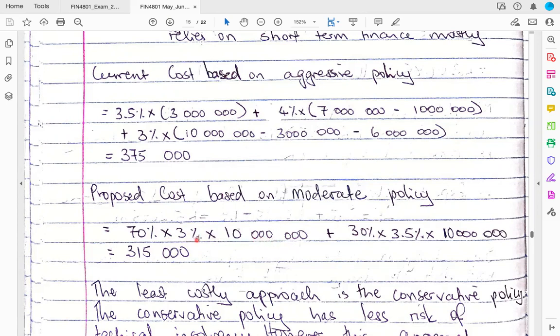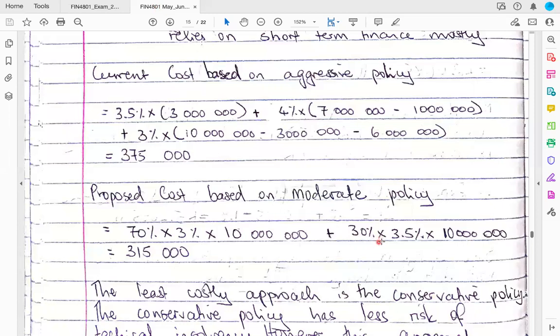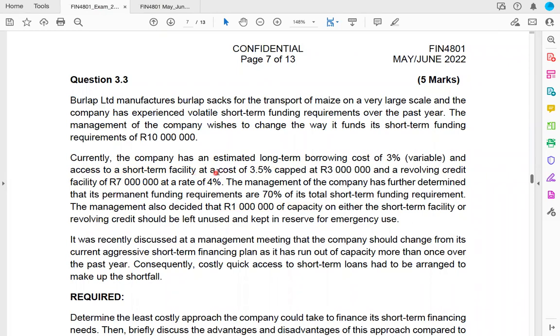And then we are going to use long-term funds to help us finance that permanent need, right? And then 30% is going to be financed using the short-term facility because it's going to be seasonal. There'll be times we need it, times we don't.